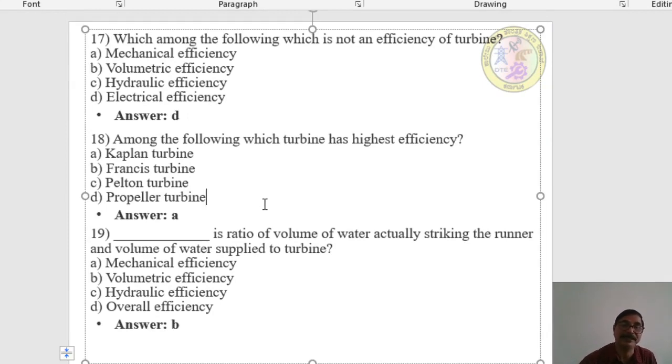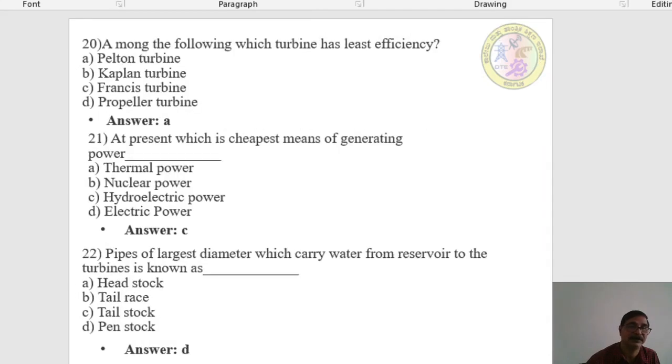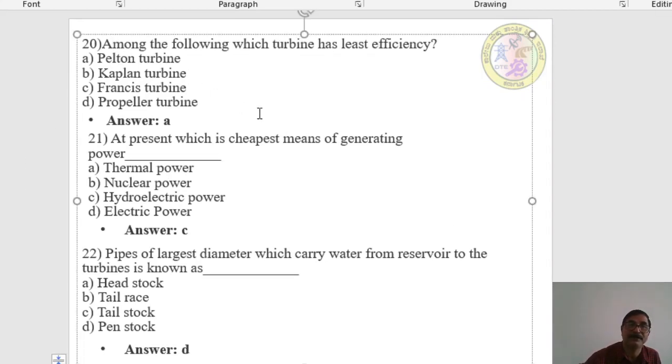Next, question number 18. Among the following, which turbine has highest efficiency? Kaplan turbine has highest efficiency. Question number 19. Dash is the ratio of volume of water actually striking the runner to the volume of water supplied to the runner. It's volumetric efficiency. Question number 20. Among the following, which turbine has least efficiency?